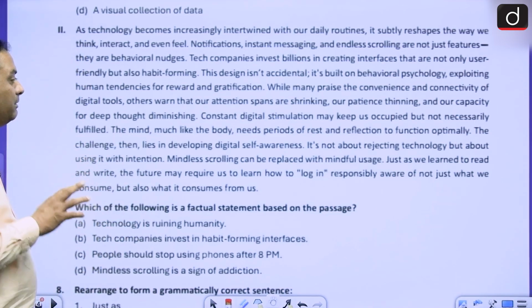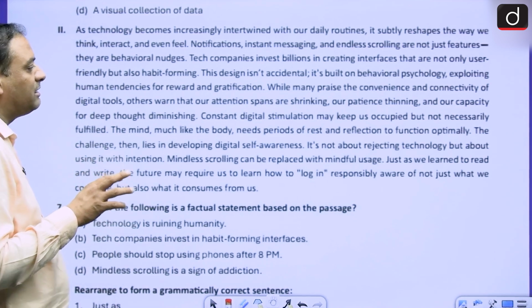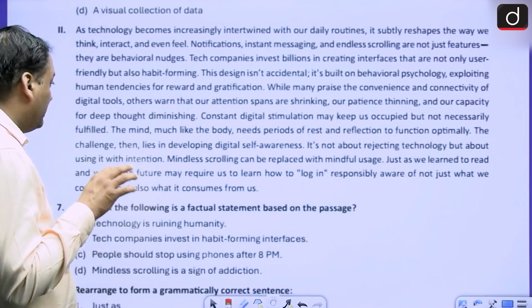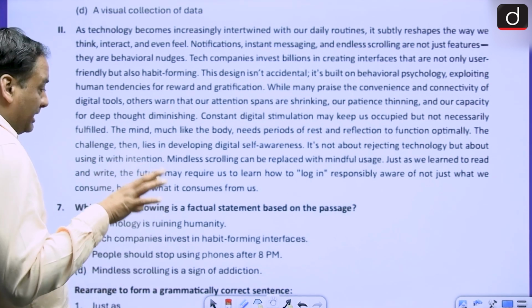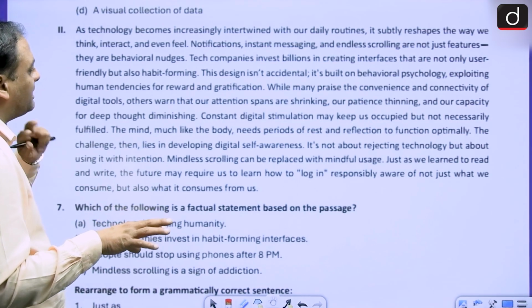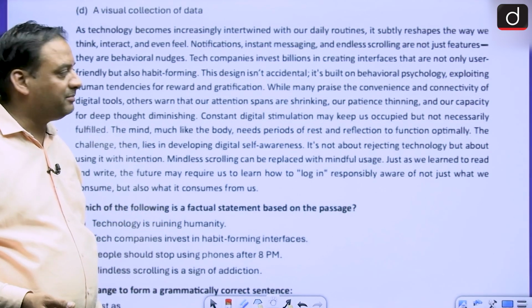The mind, much like the body, needs periods of rest and reflection to function optimally. We need some rest. Our body needs rest. Our mind needs rest, but we don't have it.